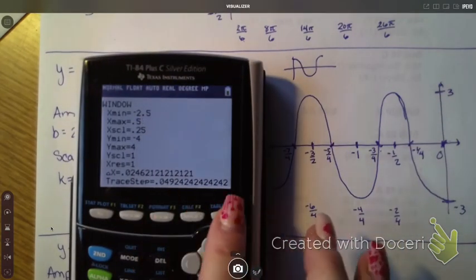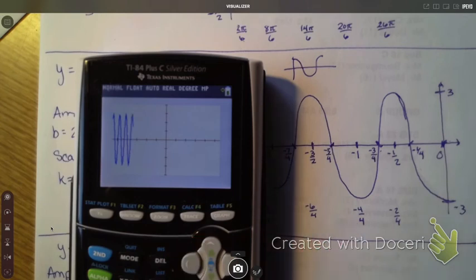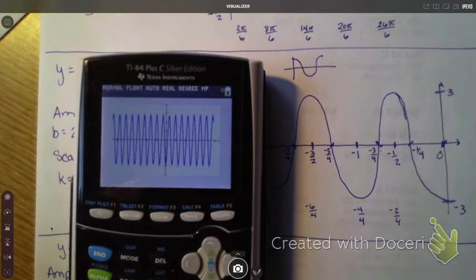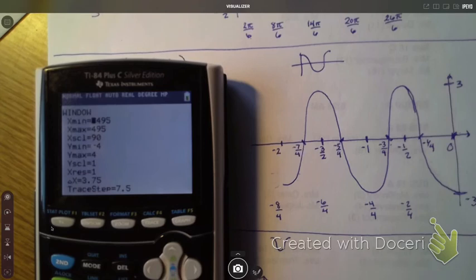You can hit graph or you can just hit zoom trig. Oh, no, you don't hit zoom trig. I already did it. Sorry. Okay, when you hit zoom trig, your window is from -2 pi to 2 pi. Well, that's 6.28, right? Yeah. And this is only 2. So we have to go back and don't hit zoom, just hit graph.